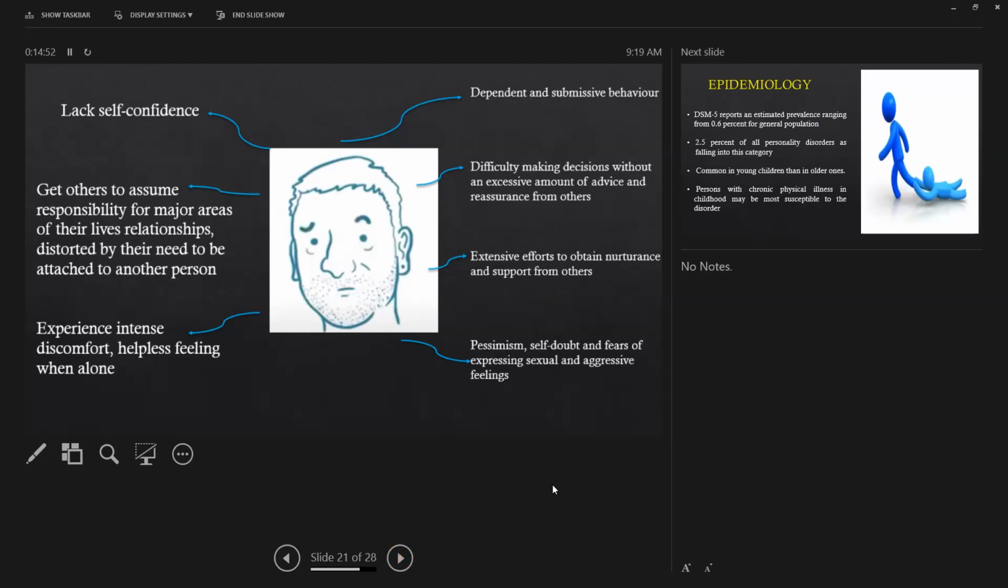They have dependent and submissive behavior. They have difficulty making decisions without an excessive amount of advice and reassurance from someone else. Extensive efforts to obtain nurturance and support from others. Their pessimism, self-doubt, and fears of expressing sexual and aggressive feelings.